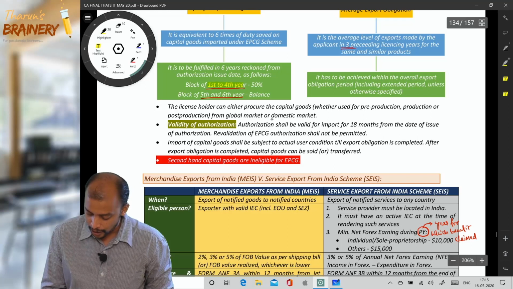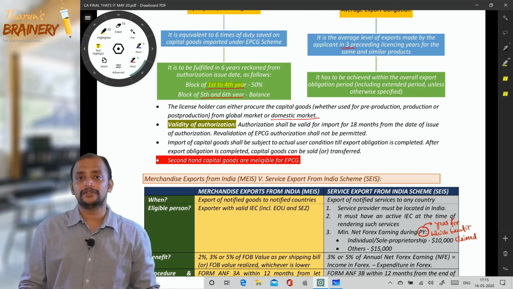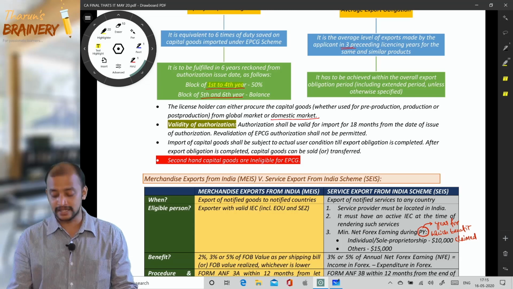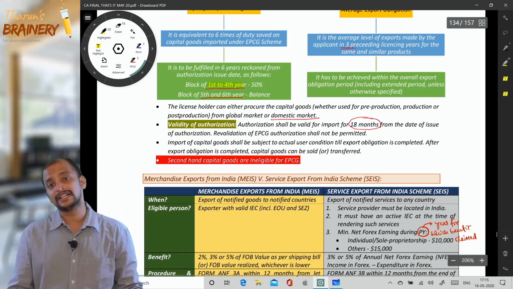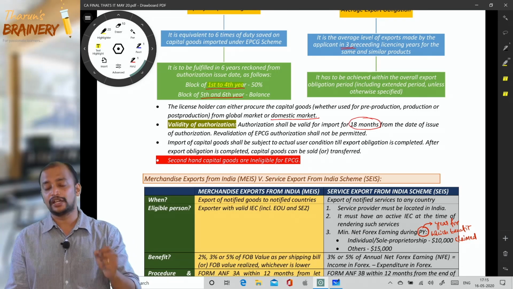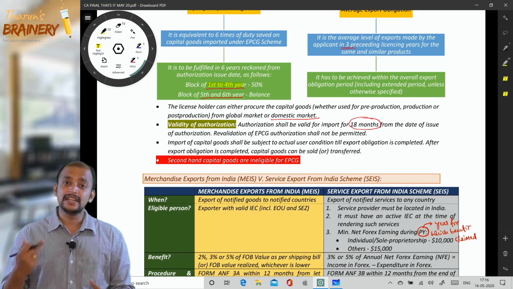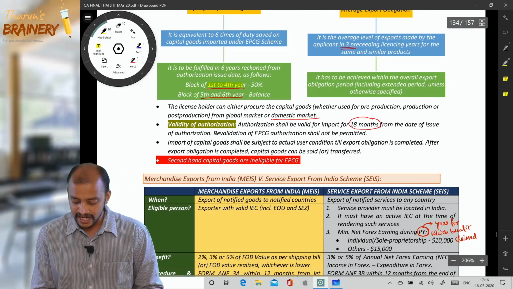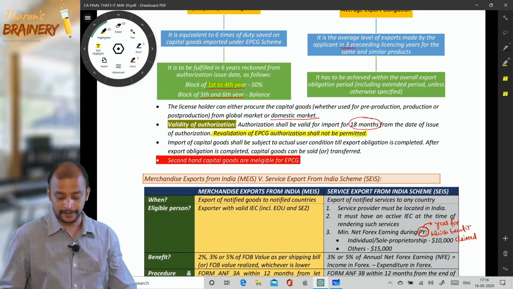Domestic market also. Then once I get the license, what is the validity of that license? Means what is the period for which I can import the capital goods under this scheme? For a period of 18 months, I can import the capital goods under this scheme. This 18 months shall be taken from the date of issue of authorization. Can this be revalidated? That is, can this 18 months be extended? See the next word. Revalidation of EPCG authorization shall not be permitted.